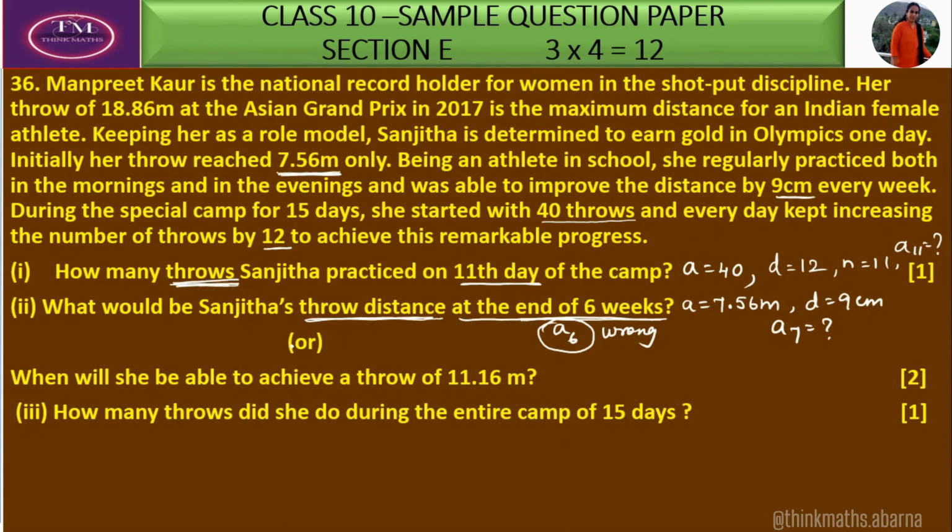So next choice part, when will she be able to achieve a throw of 11.16 meter? So she has to achieve a throw of 11.16 meter. So when? Okay, they are asking for n. So they have given an equal to 11.16 meter and they are asking when, after how many weeks she will achieve. That is where they are asking for n.